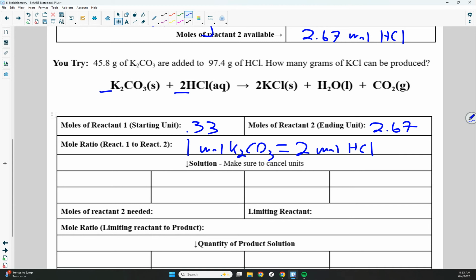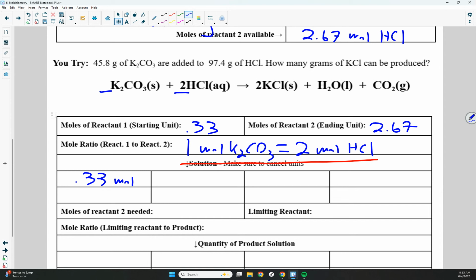So we're now going to try to figure out if we have 0.33 moles of reactant 1, and we need to combine things at this molar ratio, how much of reactant 2 am I going to need? And I'm not asking how much we have, we already figured that out, but I'm asking how much do we actually need. So let's put our moles of reactant 1 down here.